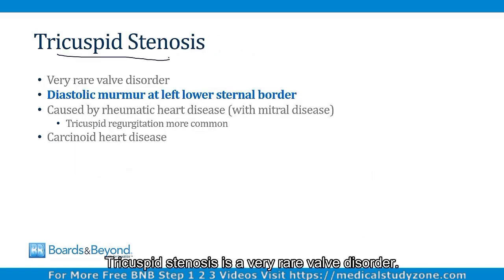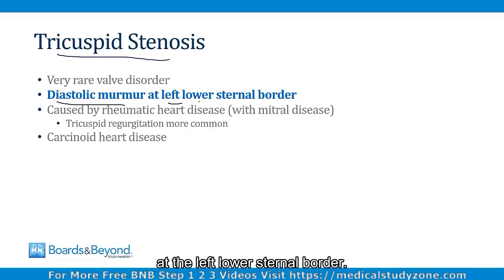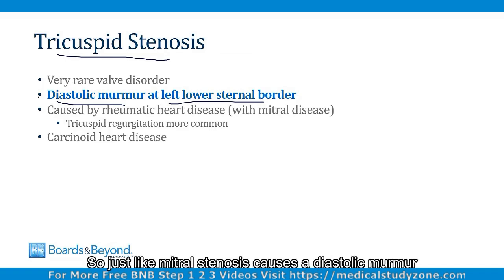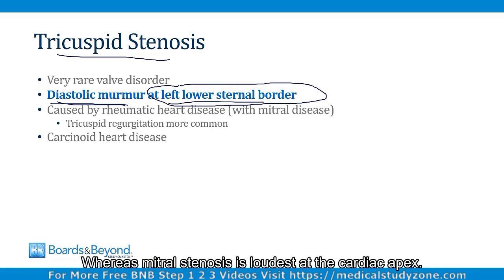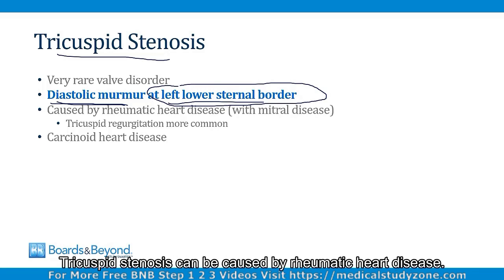Tricuspid stenosis is a very rare valve disorder. It causes a diastolic murmur heard best at the left lower sternal border. So just like mitral stenosis causes a diastolic murmur, so too does tricuspid stenosis. The difference is the point on the chest where you hear it loudest. Tricuspid stenosis is going to be loudest at the left lower sternal border, whereas mitral stenosis is loudest at the cardiac apex.